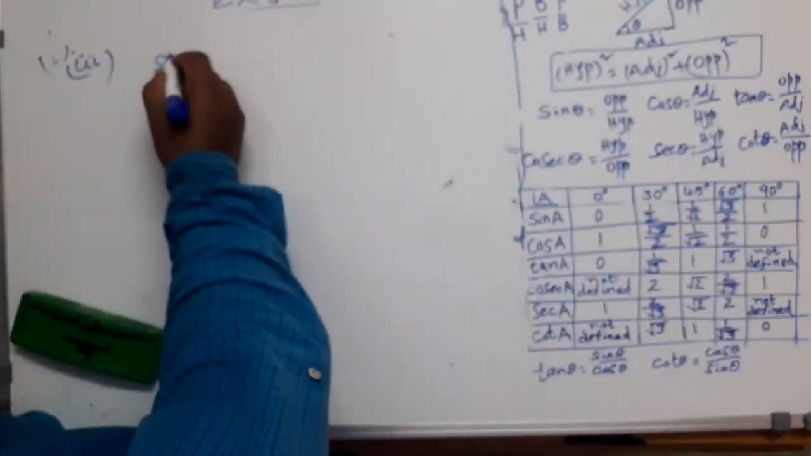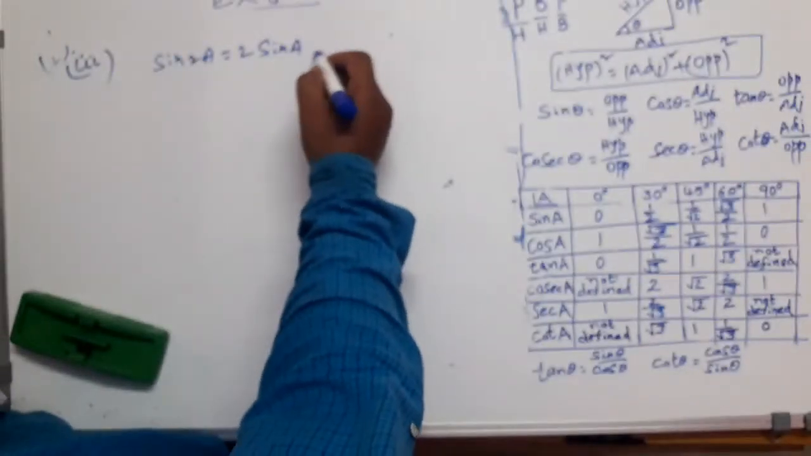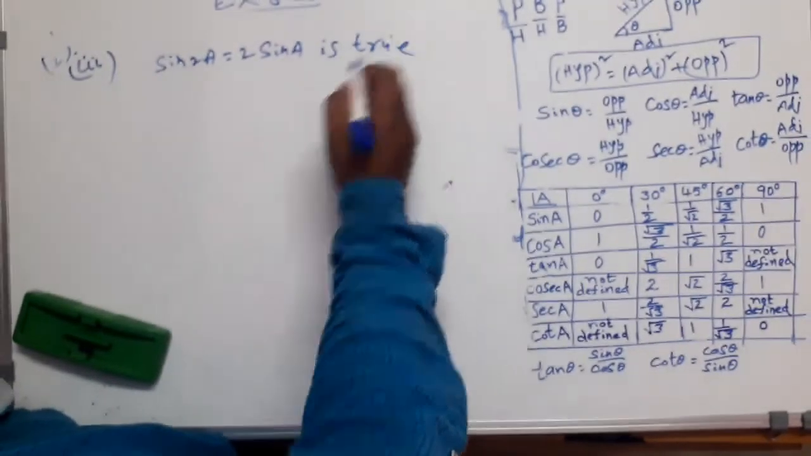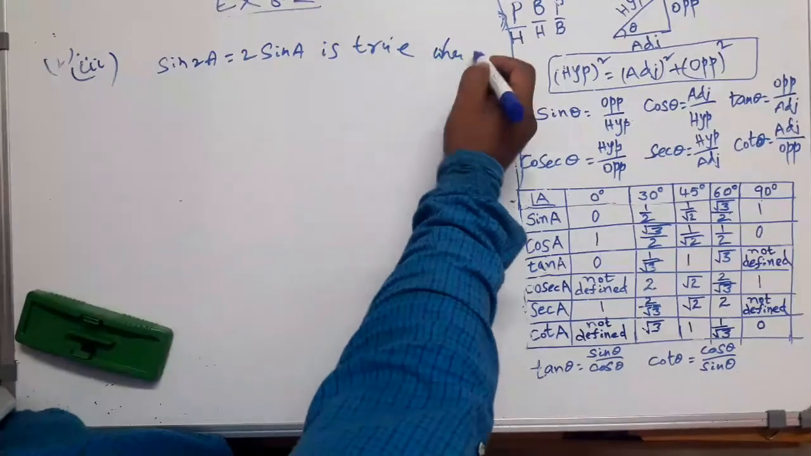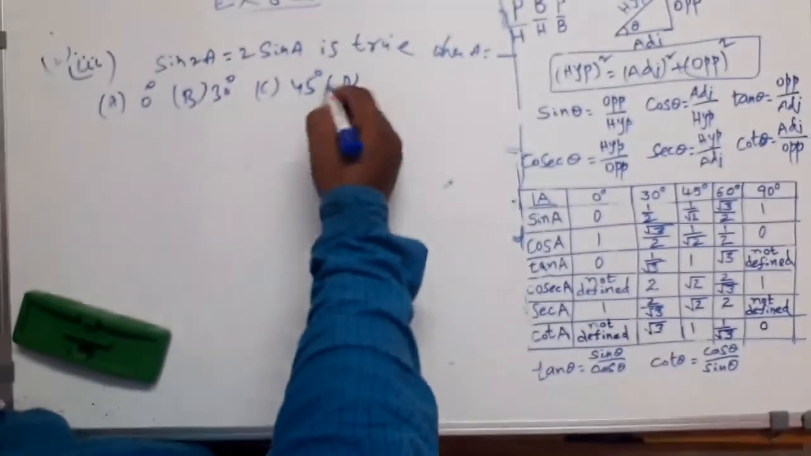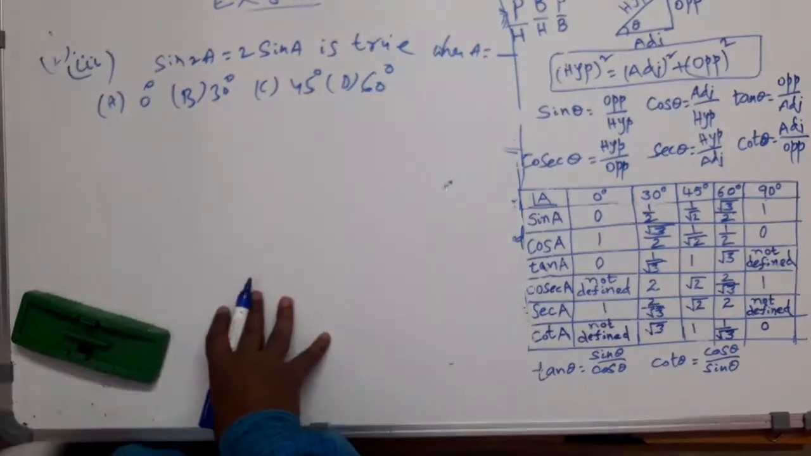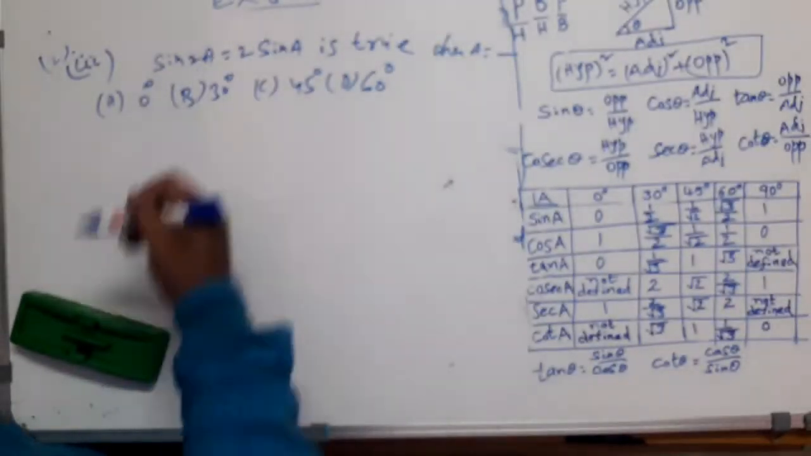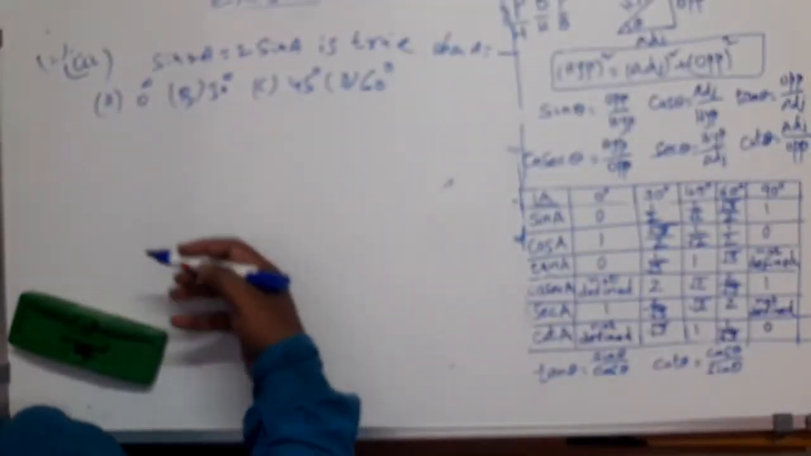Third part is sine 2A is equal to 2 sine A is true. That's what he has given, when A is equal to dash. Option A is 0 degrees, option B 30 degrees, option C 45 degrees, option D 60 degrees. That is the question. Let us simplify. He is saying this is true. Let us verify. In the place of A, you can substitute the given angles and verify.